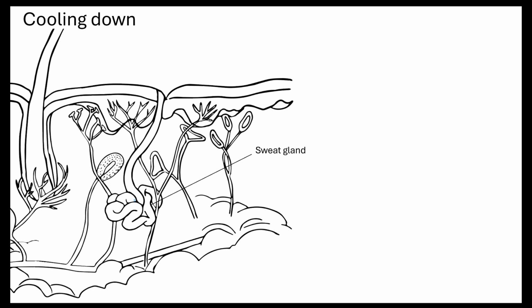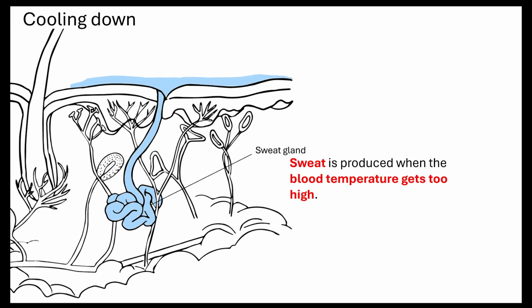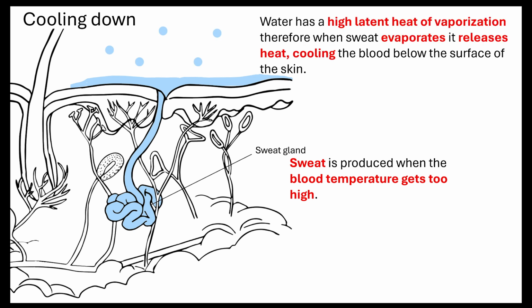Another way that the body can be cooled down is through the production of sweat. So when your blood temperature gets too high, your coordination center is going to signal for your sweat glands to produce sweat. Now, sweat is a liquid which is put onto the surface of the skin, and what will happen is, due to water having a high latent heat of vaporization, when that sweat evaporates, when it is changed from the liquid state to the gaseous state, it will release heat and that will cool the body down, therefore cooling the blood down just below the surface of the skin, and that will be circulated around the rest of the body. So this is one of the ways in which we can cool the body down.